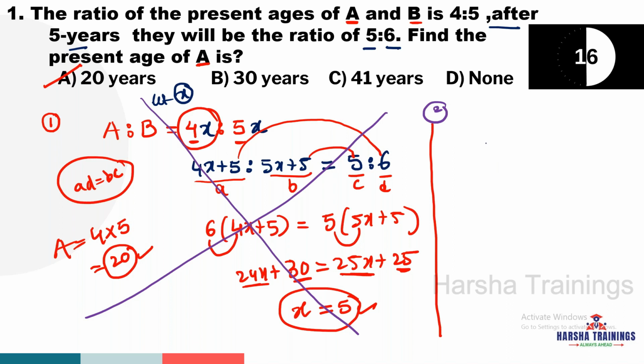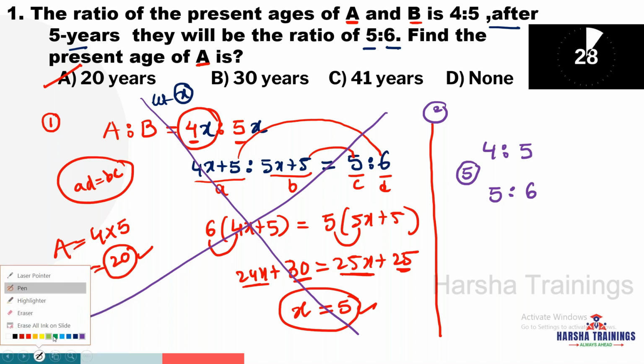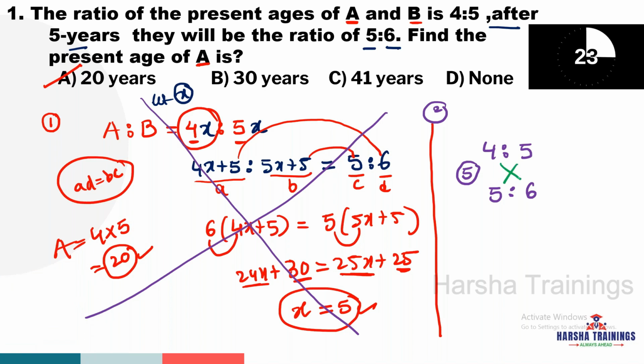The given problem, 4 is to 5. After 5 years, the ratio is how much guys? 5 is to 6. Okay, the same shortcut works, no problem. Look at this thing guys here. The first step is cross multiplication. Check the difference: 6 4s are 24, 5 5s are 25. The difference is how much? 1.